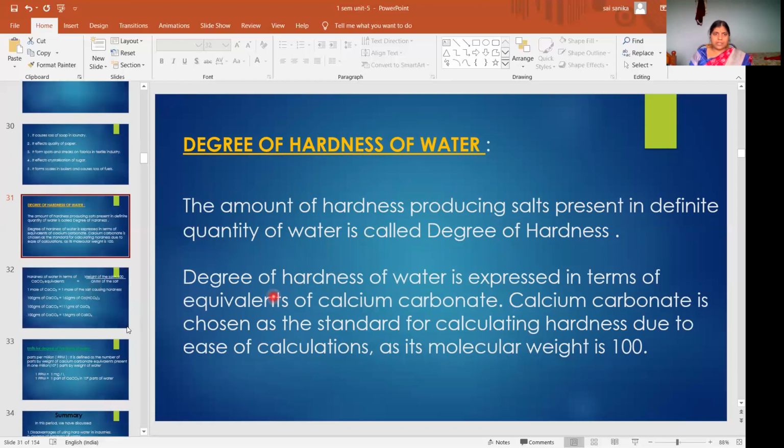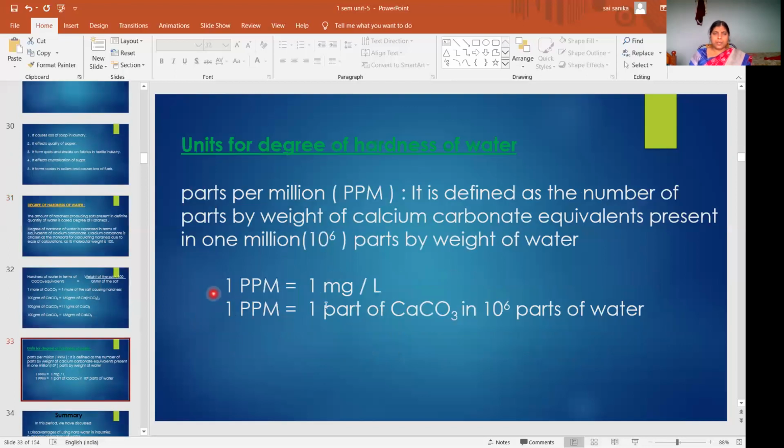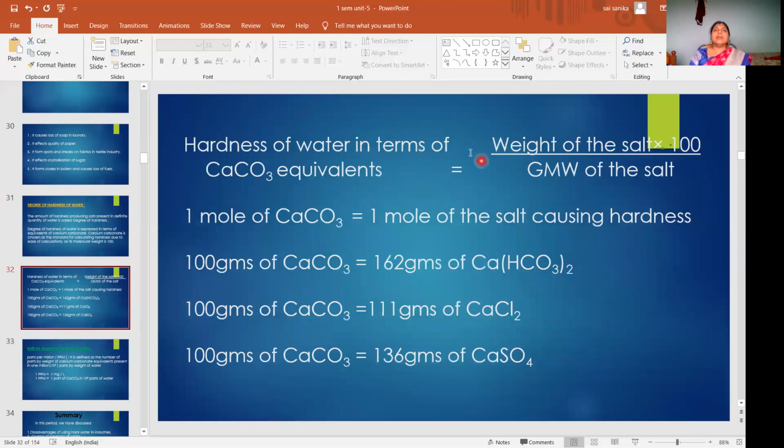What are the units for degree of hardness of water? ppm or mg per liter. So what is ppm? The number of parts by weight of calcium carbonate equivalents present in 1 million parts of water. So what is the formula for calculating the hardness of water in terms of CaCO3 equivalents? This is weight of the salt by gram molecular weight of salt into 100 is the formula.